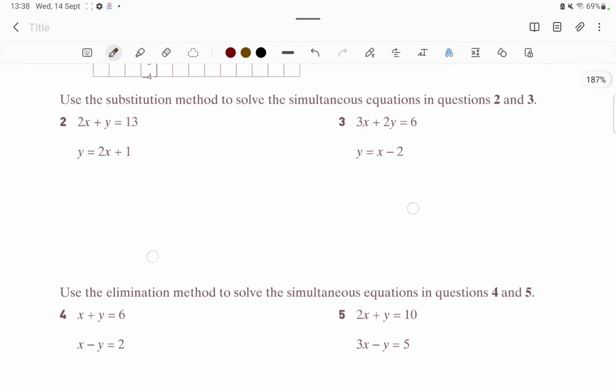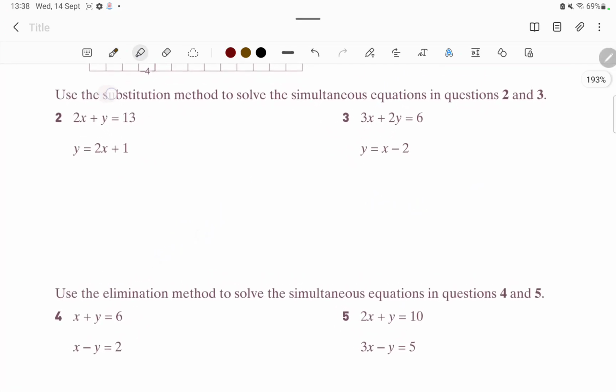Let's look at number 2. Use the substitution method to solve. Okay. So let's see, you have two equations. First one, 2x plus y equals to 13. Second one, y equals to 2x plus 1. So we already have this one, so we straight away substitute equation 2 into equation 1. So this one, I write sub means substitute.